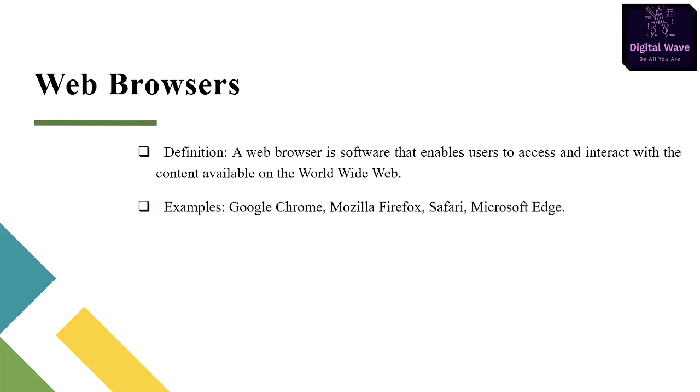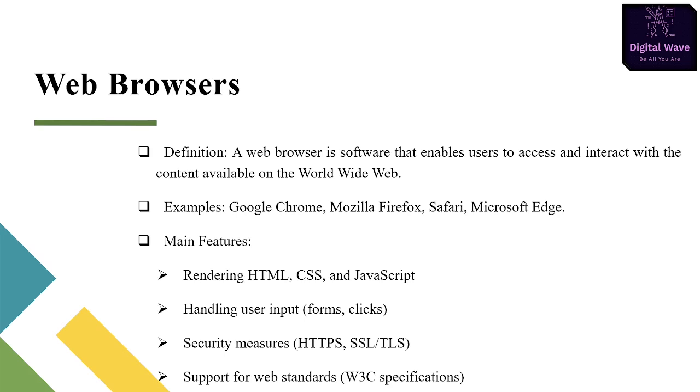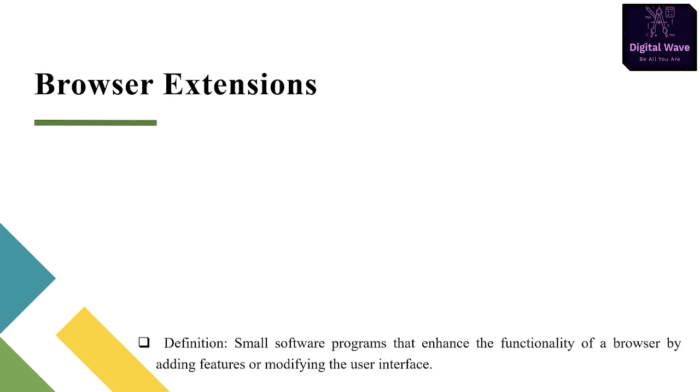Examples of web browsers are Google Chrome, Mozilla Firefox, Safari, Microsoft Edge. Main features of web browsers are rendering HTML, CSS, and JavaScript, handling user inputs, security measures, and support for web standards. Next is browser extensions.